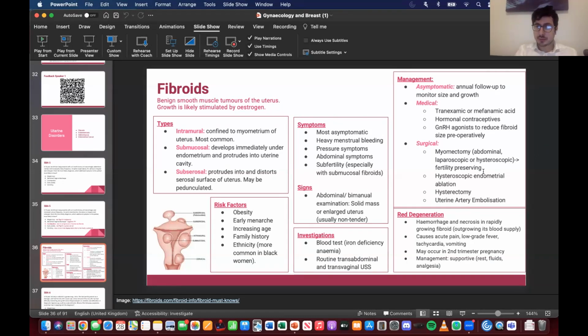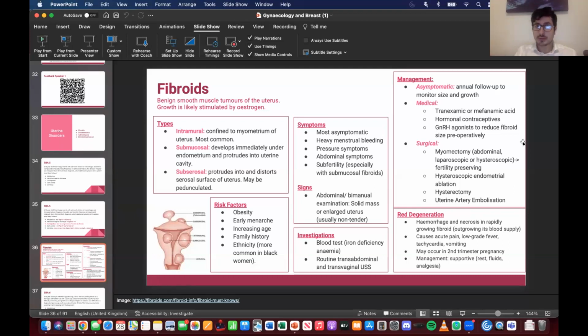Other surgical management options can be ablation of the endometrial tissue, total hysterectomy, in which they remove the whole uterus, or when they embolize the uterine arteries that are supplying blood to the uterus. There's a note here that GnRH agonists can be used if the fibroid's too big, to shut off the HPO axis.